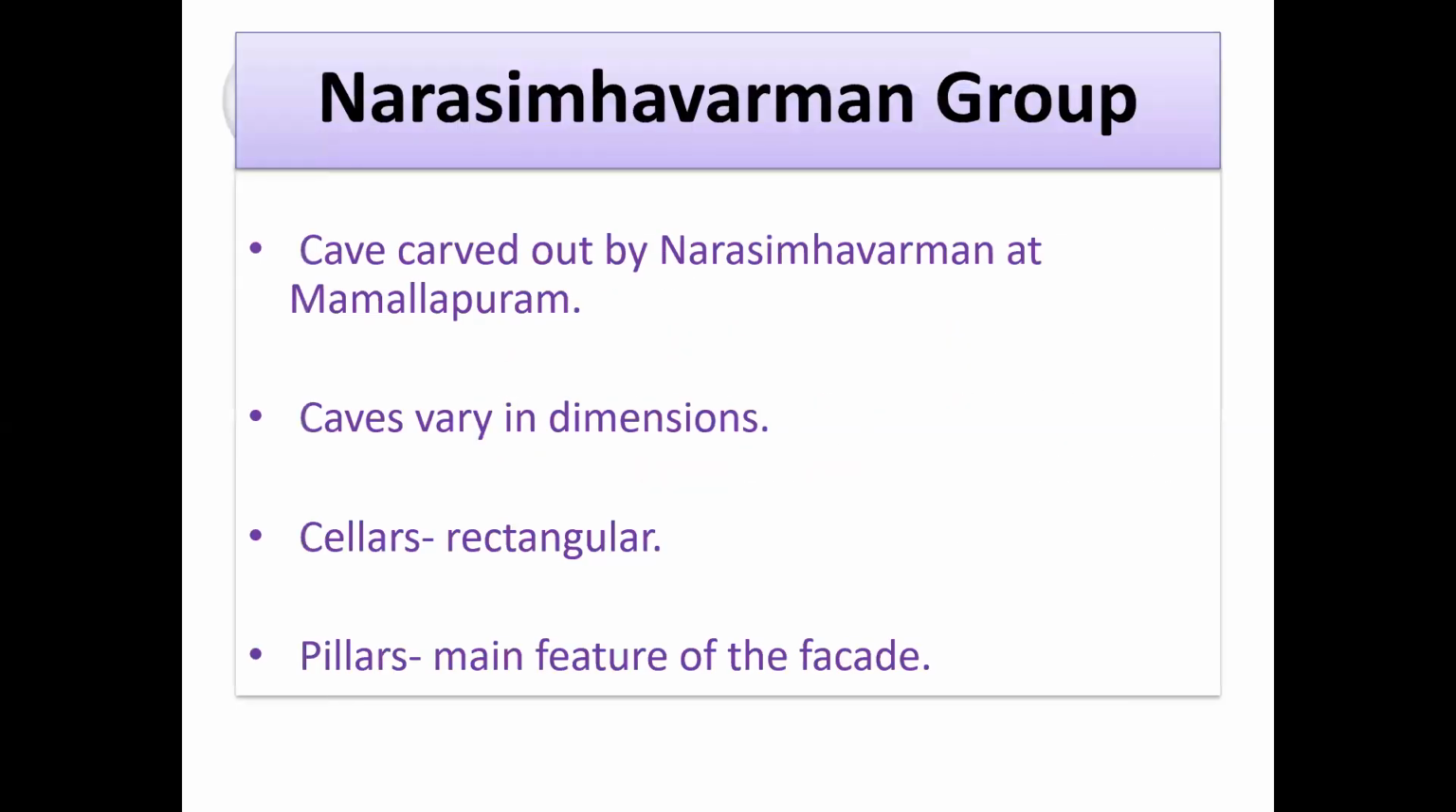The next one is the Narasimhavarman group. The caves carved out by Narasimhavarman are found at Mamallapuram. These caves vary in dimensions. The cells are rectangular. The pillars are the main feature of the facade.